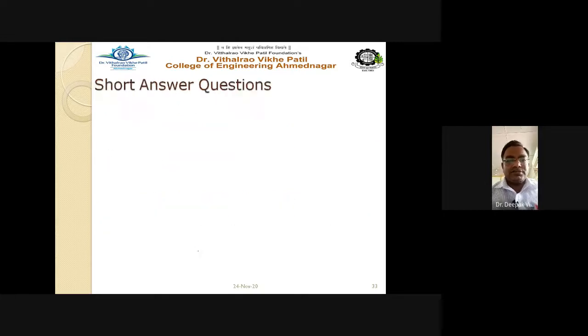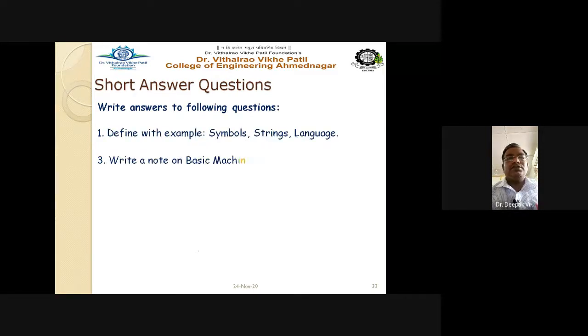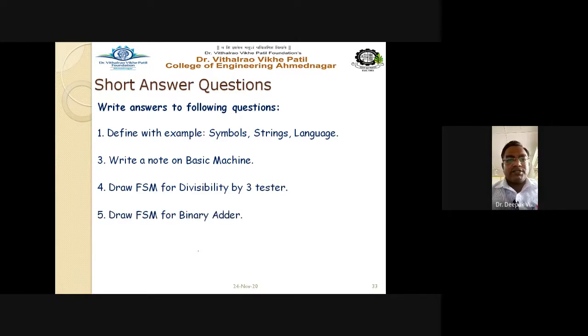The questions generally asked on this topic are: define with example symbol, strings, and the language; write a note on basic machine; draw the finite state machine for a divisibility by three tester; and draw the finite state machine for a binary adder. So you are asked to draw the FSM for these two problems.